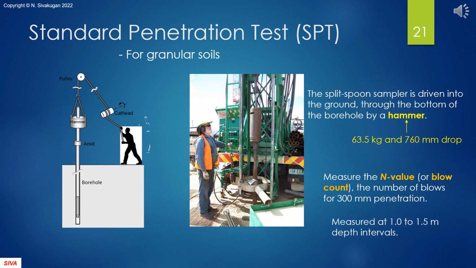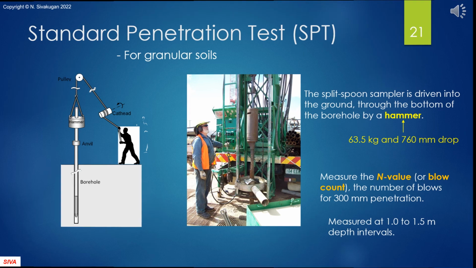Here, you can see a schematic diagram on the left and a photograph on the right of an SPT setup. We simply raise the 63.5 kilogram hammer by 760 millimeters and drop it on the drill rod attached to the sampler at the bottom of the borehole. The number of blows required for 300 mm penetration is the blow count, or N value. These are measured at 1 to 1.5 meter depth intervals. Blow counts are usually measured for 3 subsequent 150 mm penetrations and the first set is ignored.